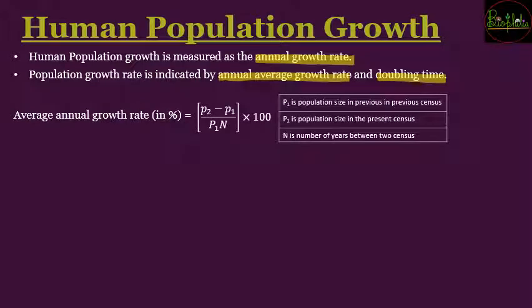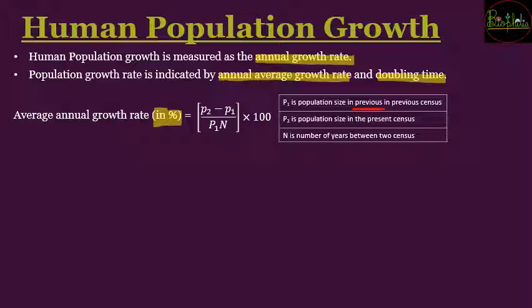So what is the formula for average growth rate? Average annual growth rate is to be measured in percentage. So the formula comes out to be (P2 minus P1) divided by P1, into N, into 100. So here what are these P1 and P2? So P1 is going to be the population size in the previous census.